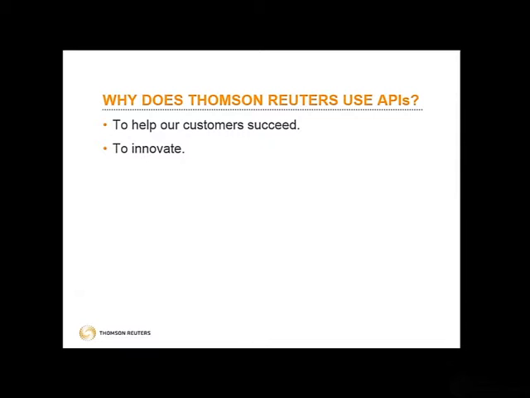We also use APIs to innovate. Thomson Reuters is a huge company. It's multinational. It has 4 major divisions. It has 55,000 employees. And we cannot program, code, and build products fast enough. Even with all of that manpower, even with all of that intellectual power, we can't get products out to market the way that consumers want.